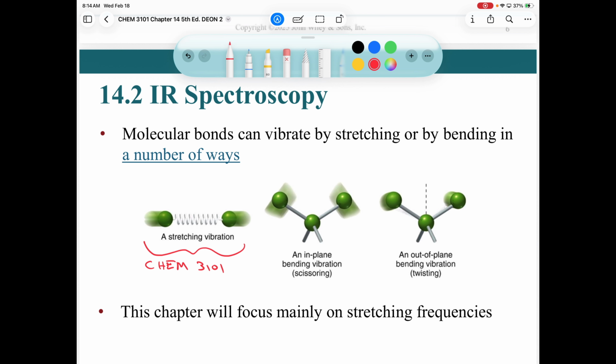Now, what we're going to be interested in this class is the one on the very top, where you see it says symmetric stretching and asymmetric stretching. Again, we're only interested in stretching. If you take a higher level class that deals with infrared spectroscopy, you might get into the scissoring, rocking, wagging, and twisting and all that. But again, in this class, we're mostly going to be talking about stretching.